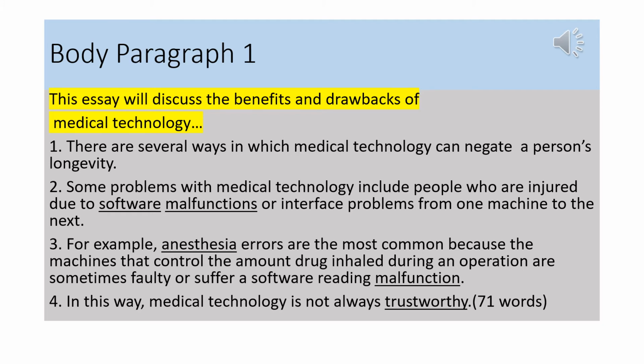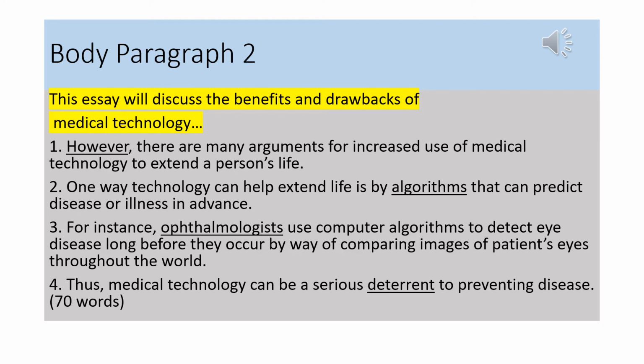Finally, notice the underlined words here. These are less common words, but they will help you score high in terms of vocabulary for this task on the PTE exam. So here is body paragraph 2. Remember in body paragraph 1, we talked about the drawbacks, right? From our thesis statement here that says this essay will discuss the benefits and drawbacks of medical technology. Body paragraph 1 was about the drawbacks.